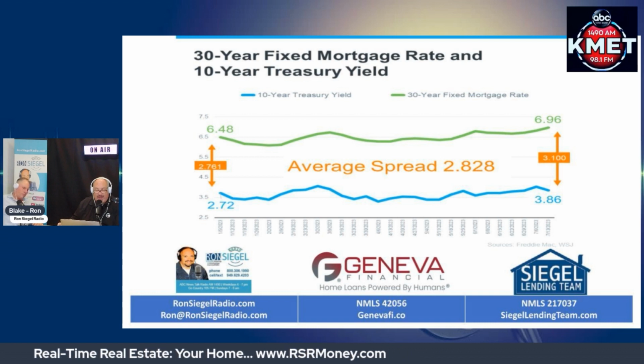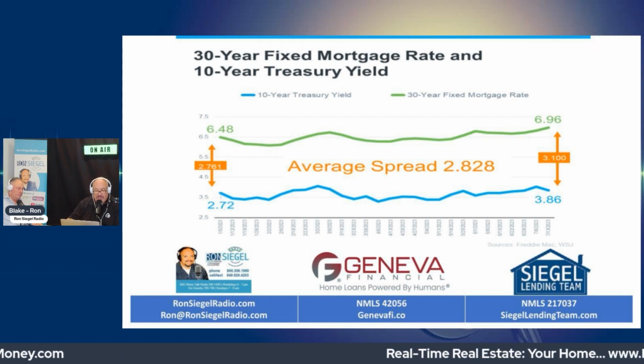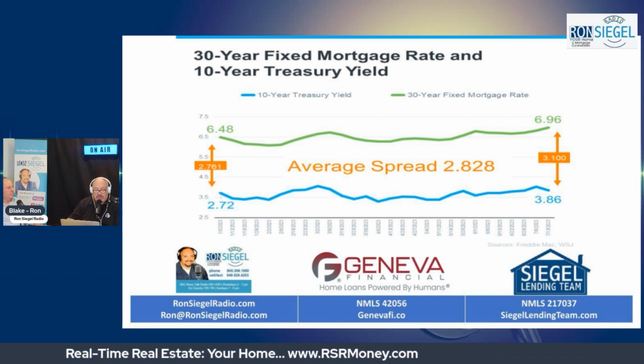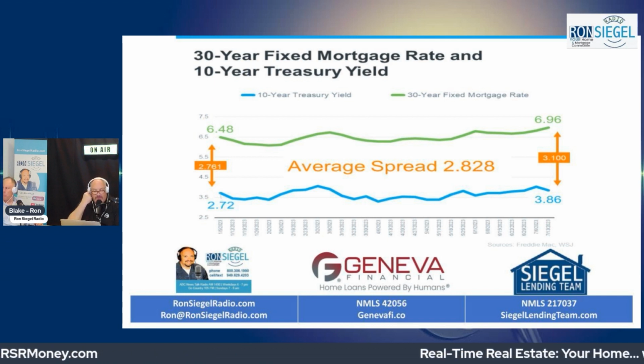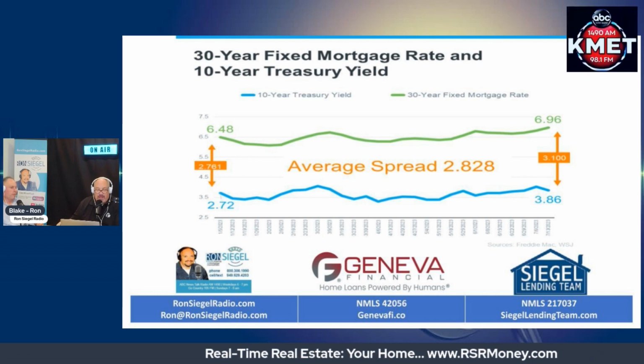Look at the graph that we have on here now, 2.828. Big difference. If you're asking yourself what's pushing the spread beyond its typical average, it's primarily because of uncertainty in financial markets. Factors such as inflation, other economic drivers, and the policy decisions of the Federal Reserve all are influencing mortgage rates and widening the spread.